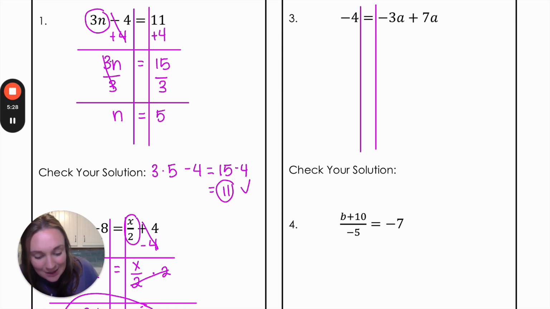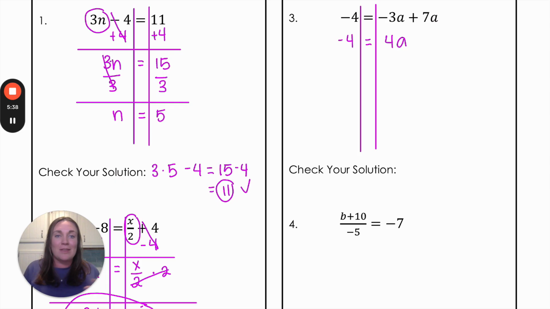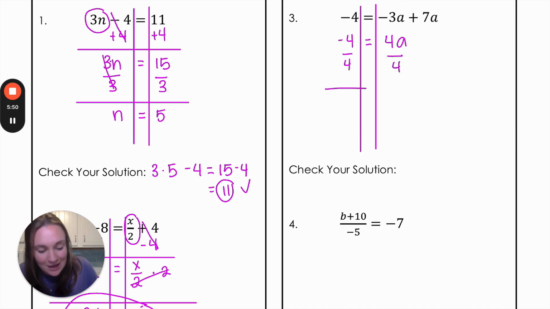So on the left-hand side, I'm going to leave that -4 alone, equal sign in the middle. Now a -3 plus a +7 will give me 4, and we're going to leave that label with it, right? So 4a. All right, now again, just like before, this 4 is really being multiplied by a. So how do I get rid of multiplying by 4? I'm going to divide by 4. I want to do it on both sides.